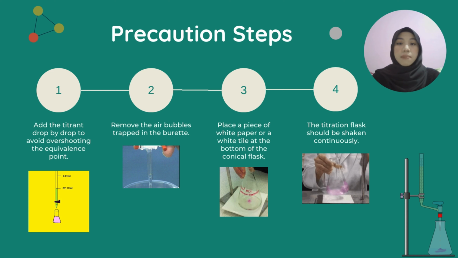Third, place a piece of white paper or a white tile at the bottom of the conical flask to better observe the color change of the indicator. Lastly, the titration flask should be shaken continuously to ensure the solutions mix properly and react completely. Following these steps will ensure that the titration results are accurate and consistent while also preserving lab safety.